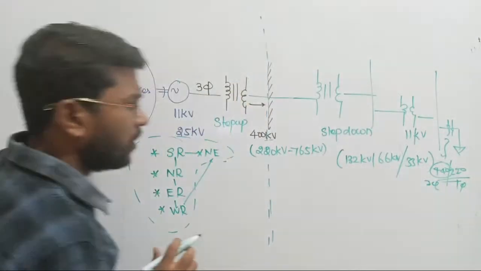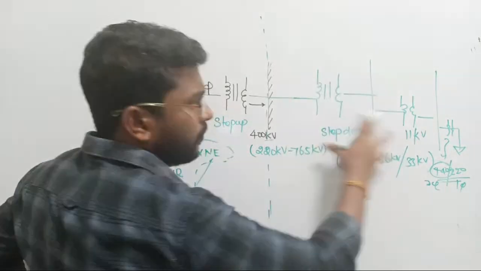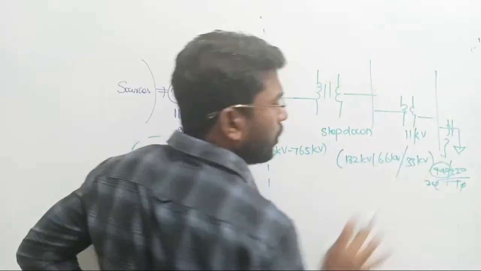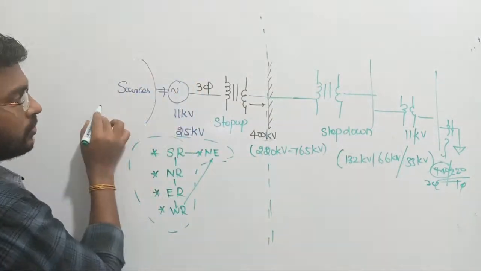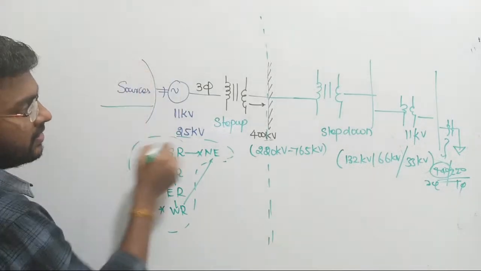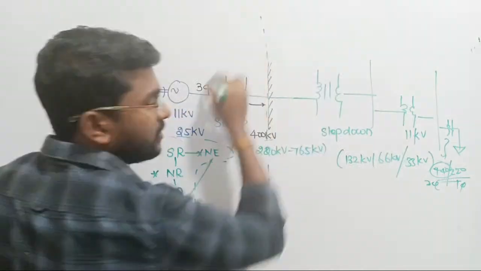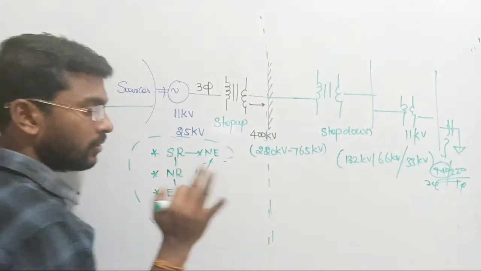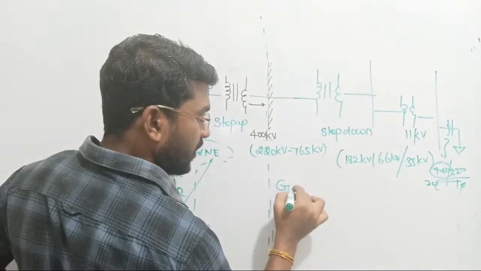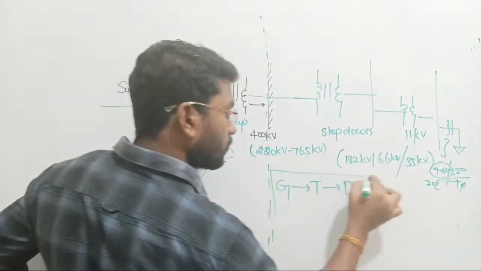Anyway, the conclusion is what? Very simple. Power is generated, and with the help of various equipment we are going to transmit the power and then we are going to distribute the power, right? So in major areas, first one is generation, right? And then we are going to transmit with the help of transformers and transmission lines, and then we are going to distribute. So totally we are doing three major things. First one is generation, second one is transmission, and third one is distribution.